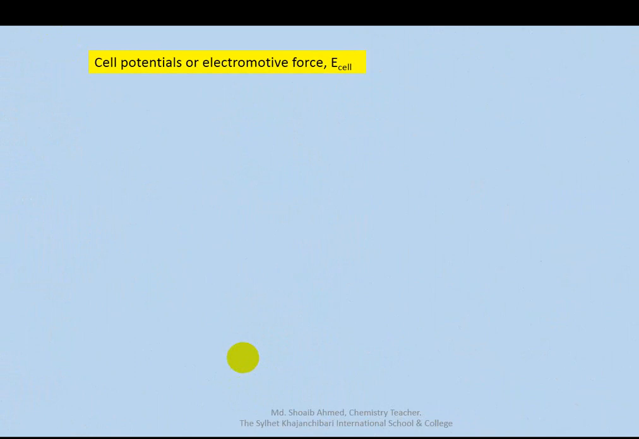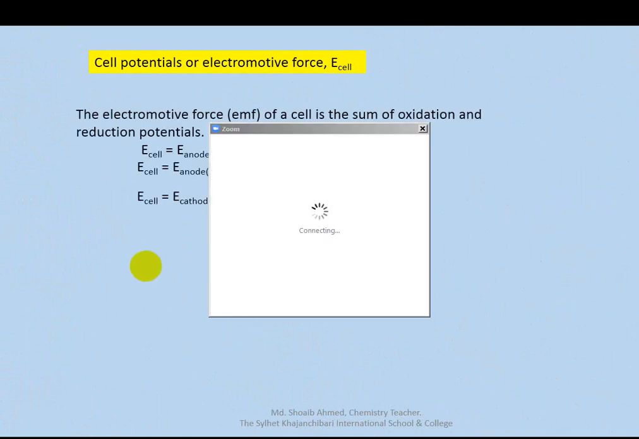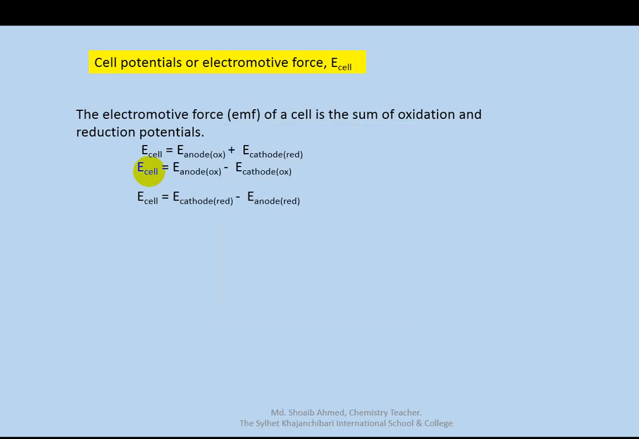Cell potential or electromotive force. Electromotive force, EMF, of a cell is the sum of oxidation potential and reduction potential.